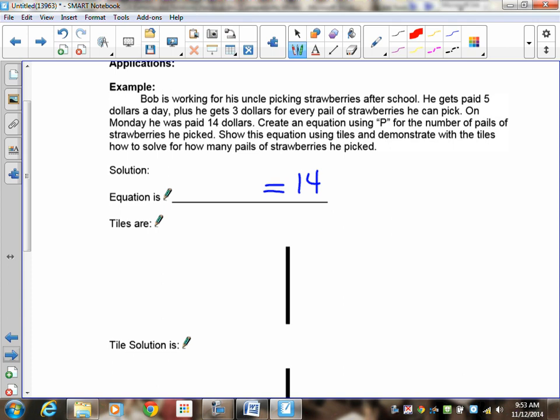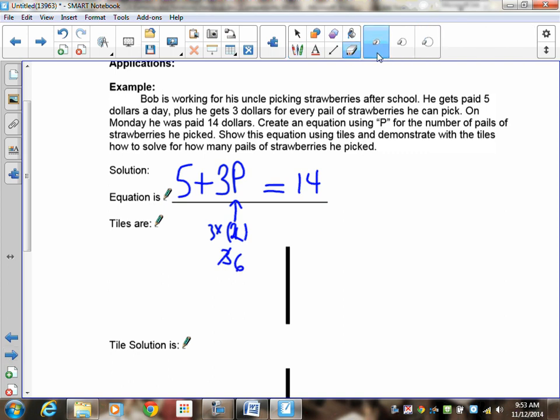So let's take a look at this. He gets paid $3 for every pail, and he gets paid $5 a day. So his daily wage is $5. We'll put that down. And he gets $3 for every pail. So if he picks 1 pail, he's going to get $3, right? If he picks 2 pails, he's going to get $6. So this works. So let's get rid of this part so it doesn't confuse us.